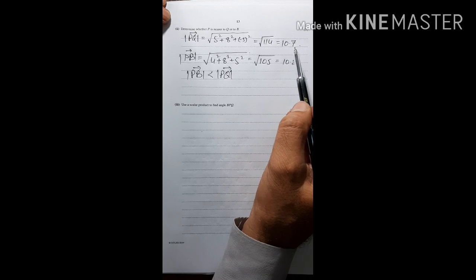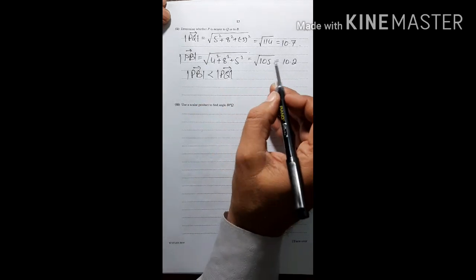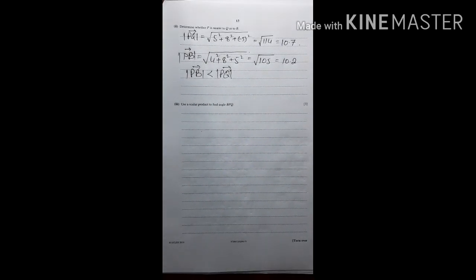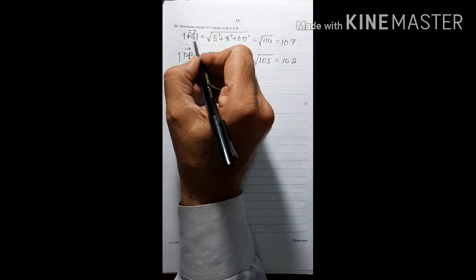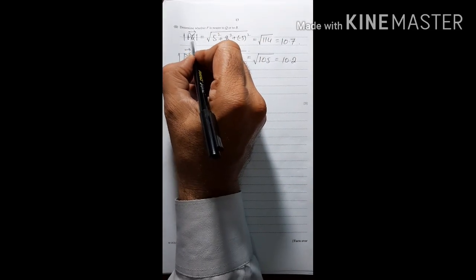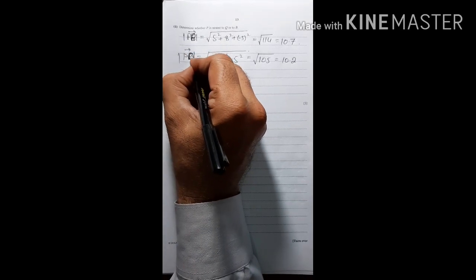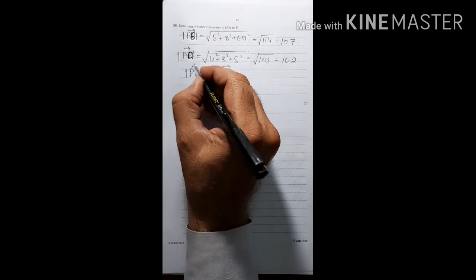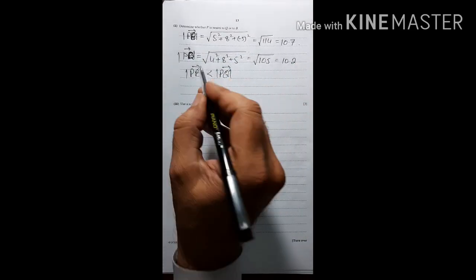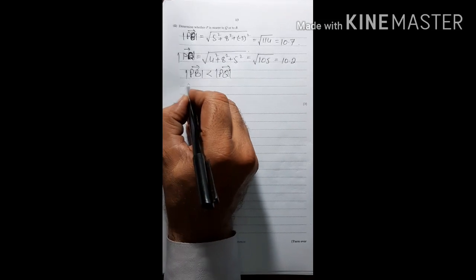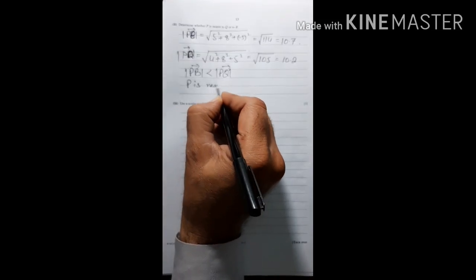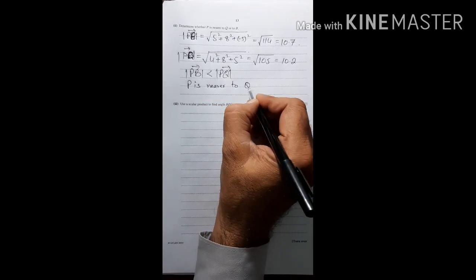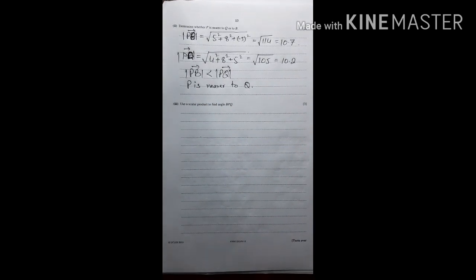One second, I have to calculate. Yeah, sorry, this is PB and this is PQ. So PB is less than PQ, therefore P is nearer to Q. P is more near to Q than B. This is part 2.